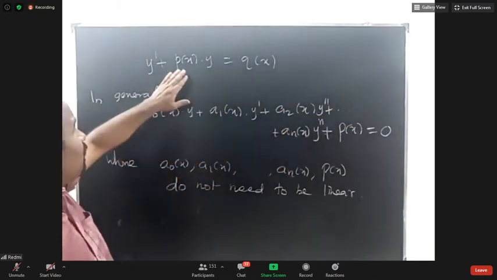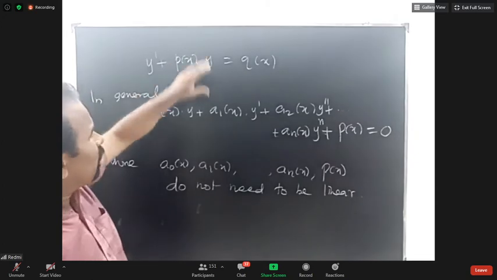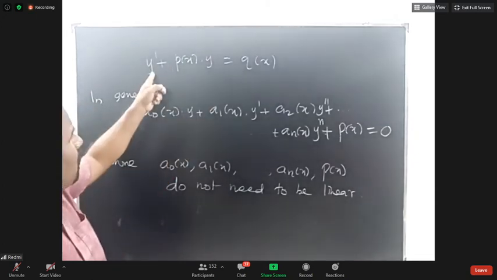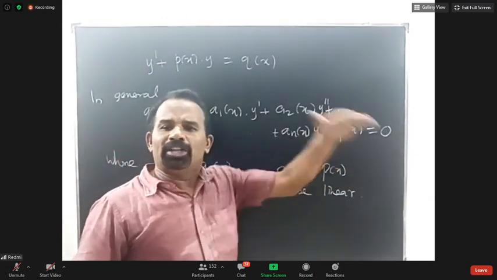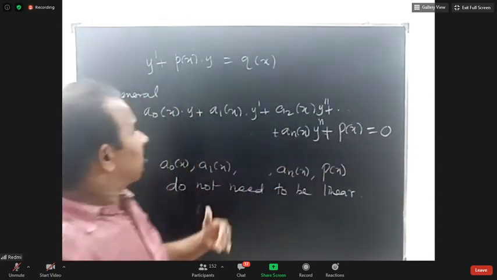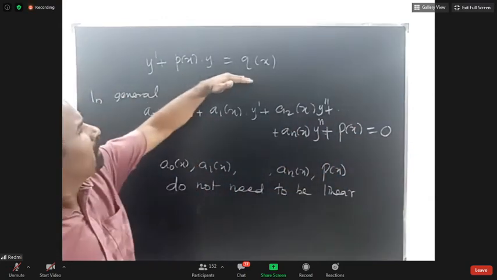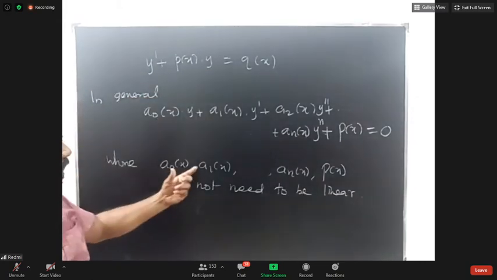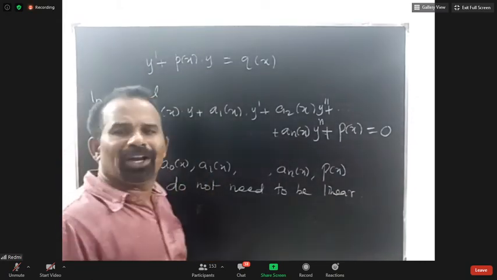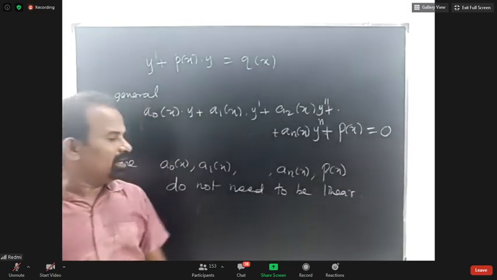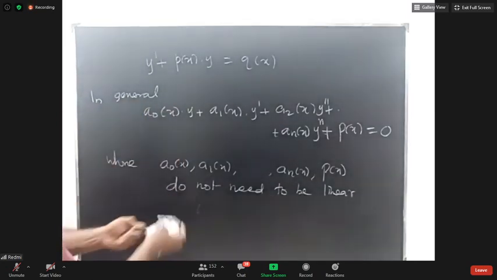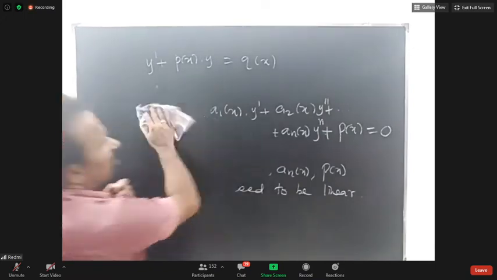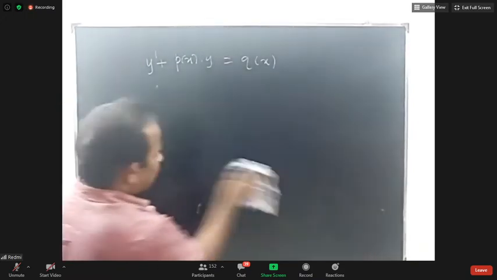So therefore, the y dash and y double dash, all the derivatives can be involved. But this a0(x), a1(x), do not need to be linear. That is most important. This is called a linear equation.